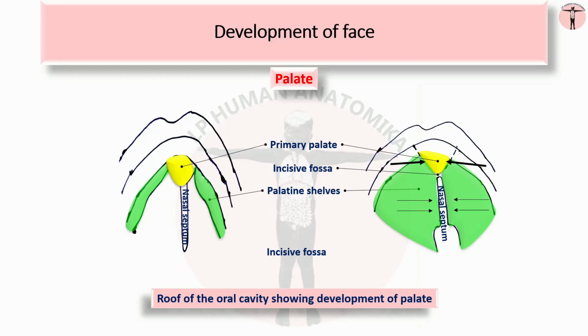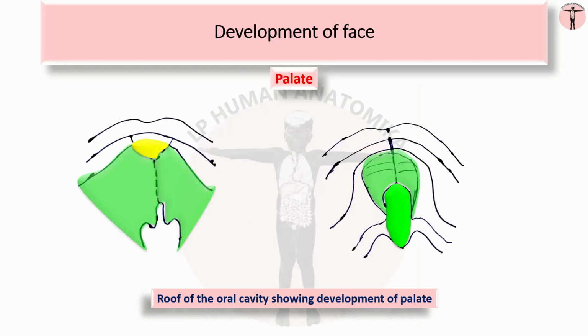The right and left palatine shelves have fused with each other in the anterior one-third of the palate. The nasal septum is not seen in the anterior two-thirds as we are viewing the palatine shelves from the inferior aspect, and the nasal septum fuses with them on the superior aspect from the nasal cavity. Since the posterior part is not yet fused, a small part of the nasal septum is seen.